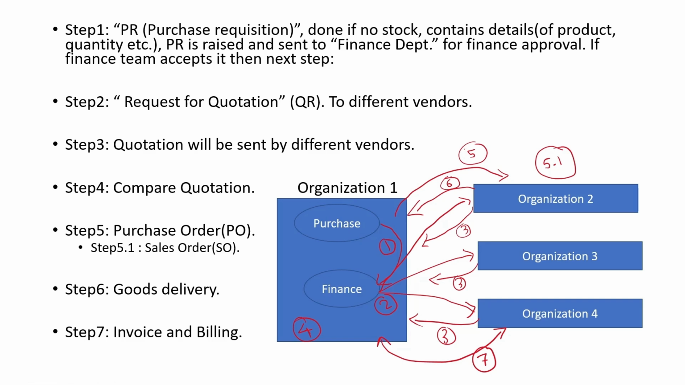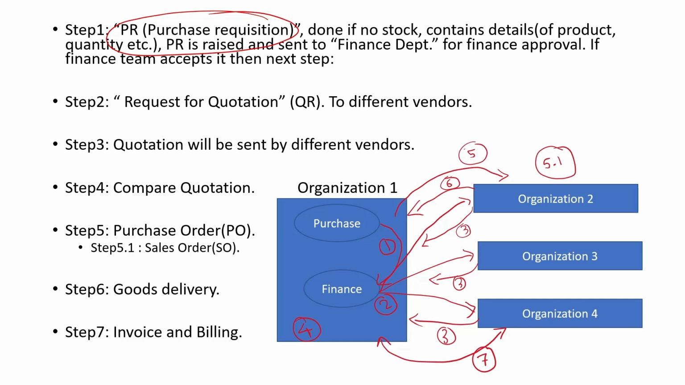Whenever anything happens in a company, the first step is to create the PR. PR is nothing but your purchase requisition. That is nothing but a requirement. If you want a PC, then you will tell that, yeah, I want a PC. If there is no stock in the company, if they have not already purchased and don't have anything, then the PR will be generated, with details of the product, how much quantity they want, what exact product they want, and all those things. So PR is raised and it is sent to the finance department.